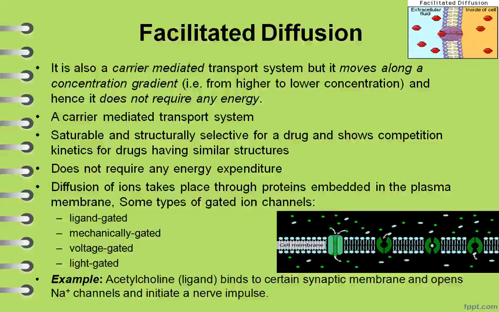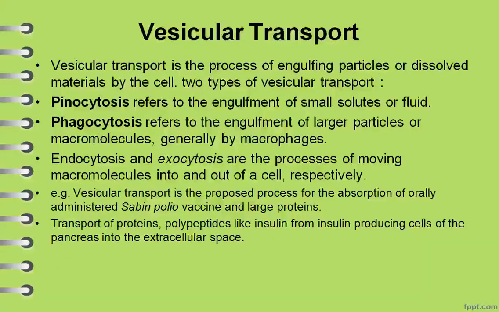Diffusion of ions takes place through proteins embedded in the plasma membrane. Some types of gated ion channels are present in the membrane, like ligand gated, mechanically gated, voltage gated, and light gated, as shown in the figure, and the absorption of drug through the carrier mediated protein. Example: acetylcholine ligand binds to certain synaptic membrane and opens the sodium ion channel and initiates the nerve impulse.